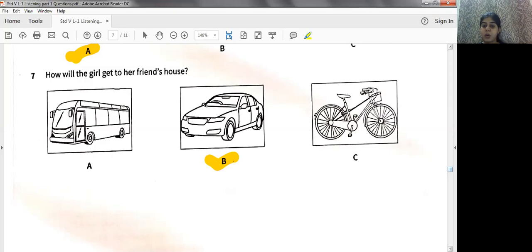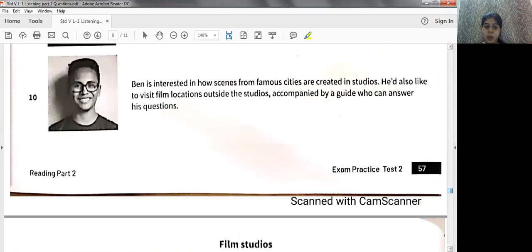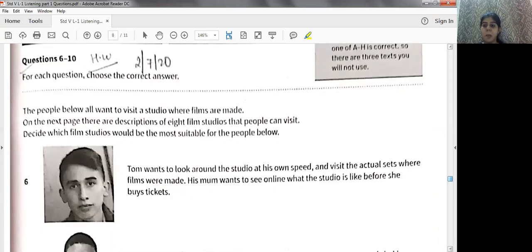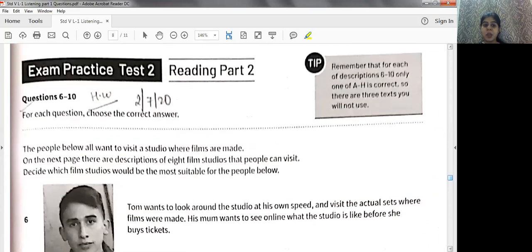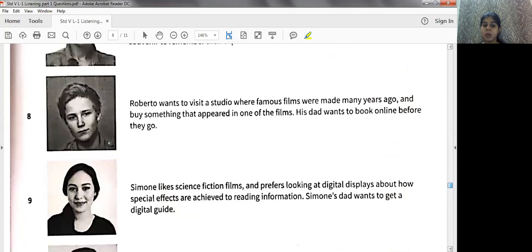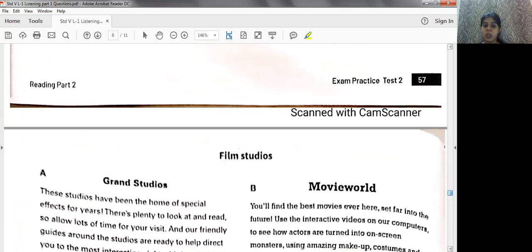Now you have your homework, students. I want you all to open your textbooks to page number 57. You have 8 different texts and we have 5 people. As per the criteria of the people, you need to decide which text is suitable, as we had done earlier also. So this is going to be your homework, students.